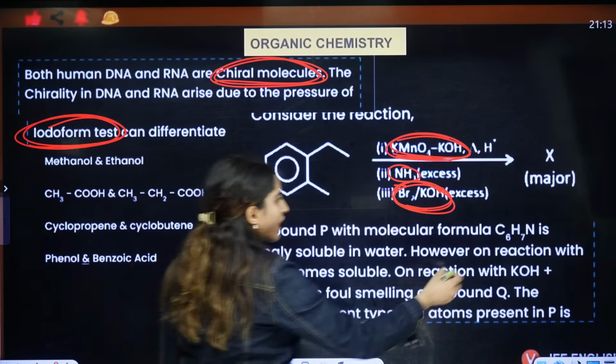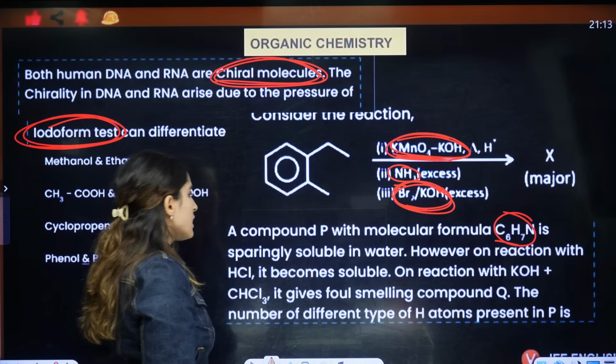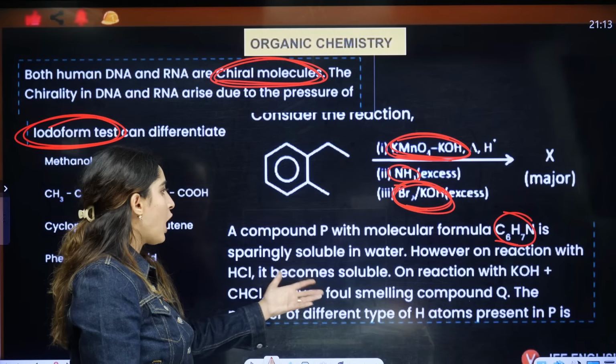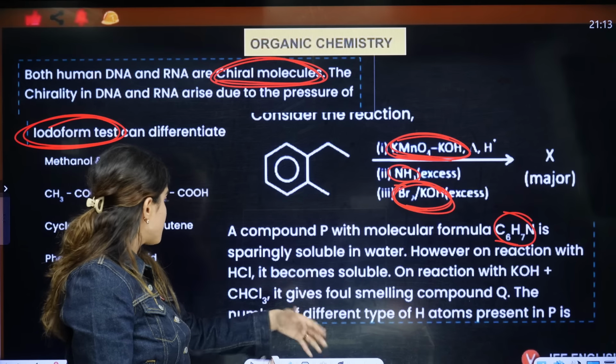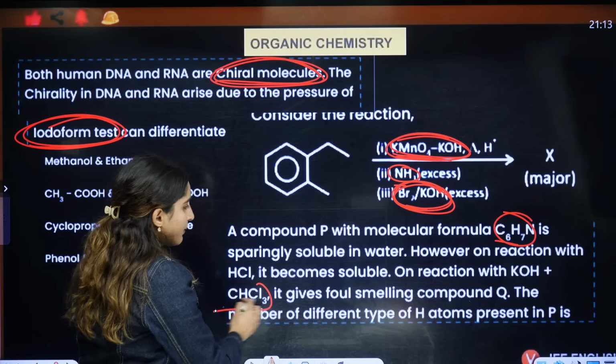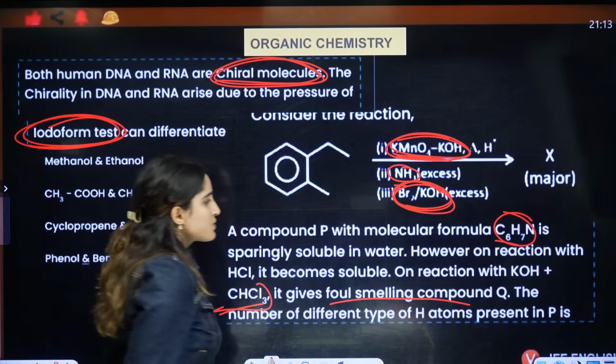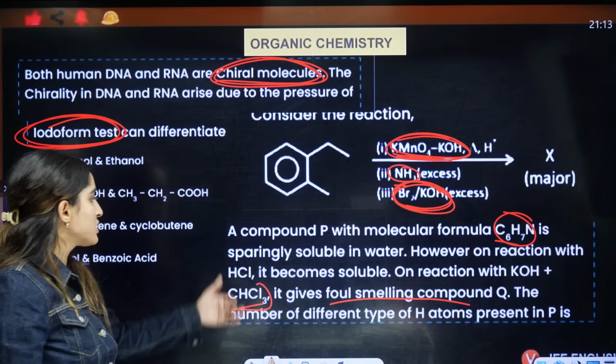Then you have a compound of nitrogen, sparingly soluble in water, however on reaction with HCl becomes soluble, and on reaction with KOH plus this, that is carbylamine reaction, foul smelling smell, Q is given, so it is a primary amine. Number of different types of hydrogen, so it is definitely a primary amine here, right? Okay, so that's how you can answer these questions. Again, it is from amines, right?